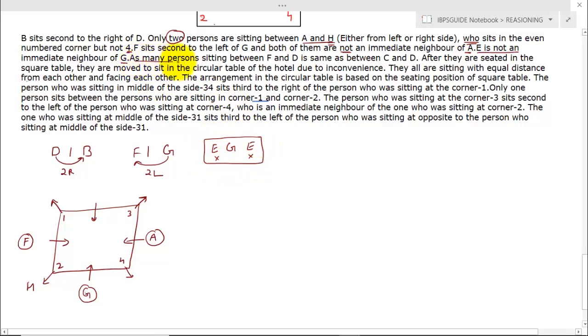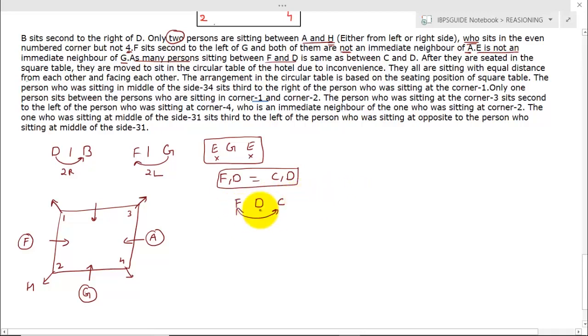Further, he is saying that as many persons sitting between F and D is the same as between C and D. This line can be written like this: C, D, where D is the common element. So D always comes exactly between F and C. You can say D is exactly between F and C. So if D is here, then F is at this position or C is at this position. There is another case you can imagine: D is here, C is here, F is here, meaning these positions of F and C can be swapped.